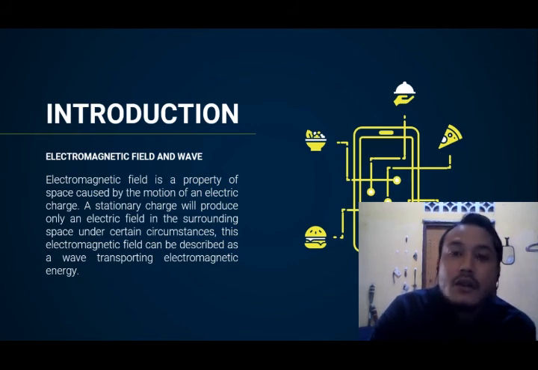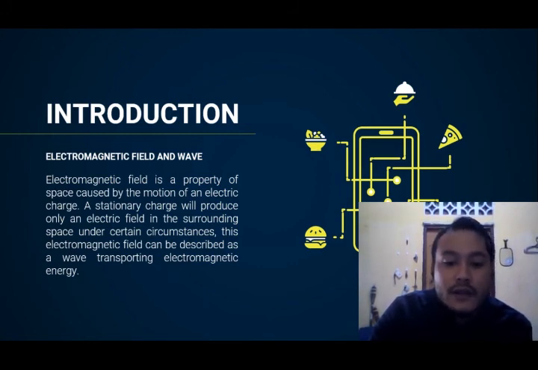The major laws governing the magnetostatic field are the Biot-Savart law and Ampere's circuital law. Second, for the electromagnetic wave, we use Faraday's law. Faraday's law explains how an electric field is caused by a time-varying magnetic field or flux.